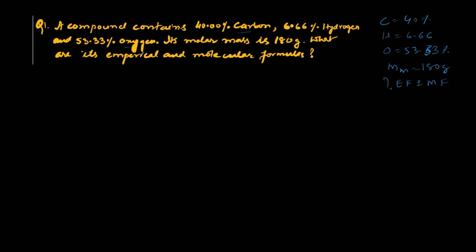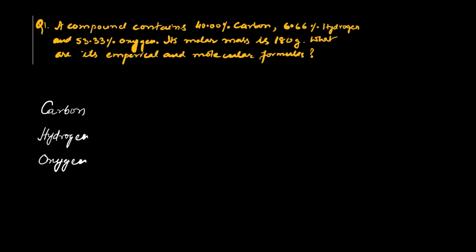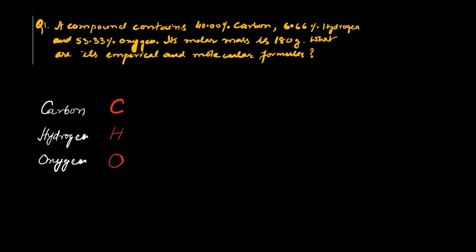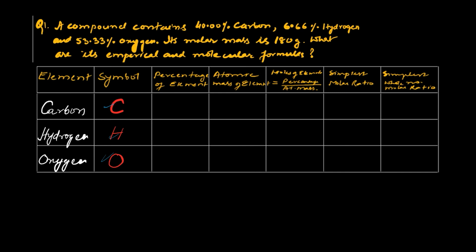So, in order to solve this problem, we have to follow some steps. So, first of all, we will write the elements involved in the problem. That is carbon, hydrogen, and oxygen. After that, we will write the symbols of these elements, which is carbon, hydrogen, and oxygen. And after that, we will write the percentage of the elements, which is given. Here, carbon is 40%, hydrogen is 6.66%, and oxygen is 53.33%.